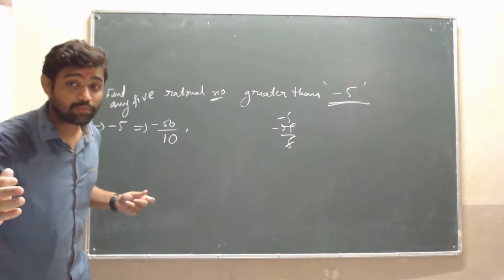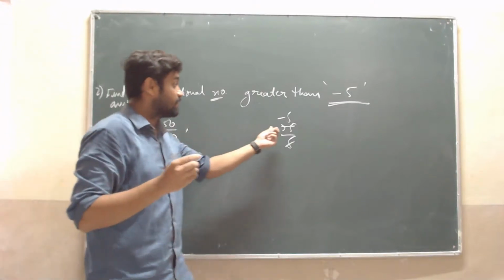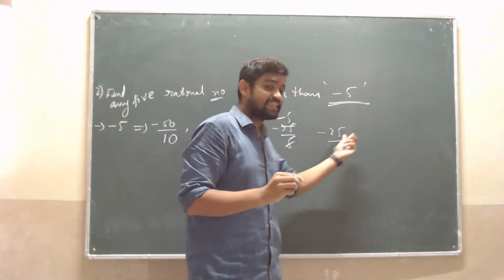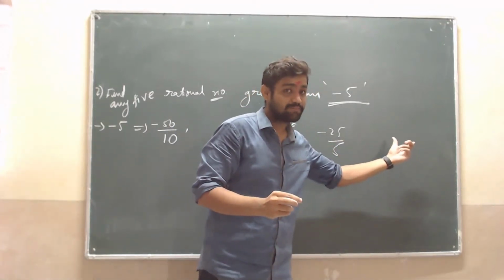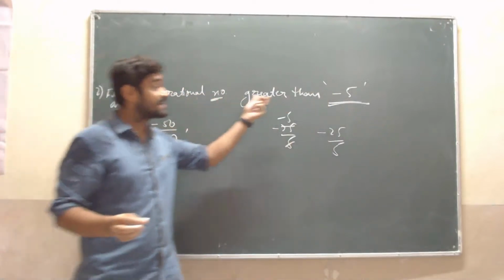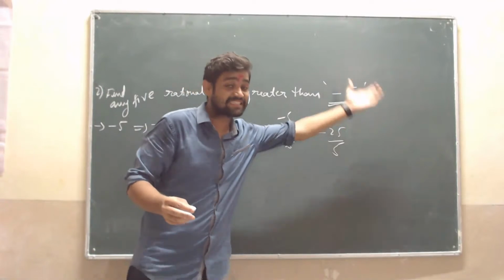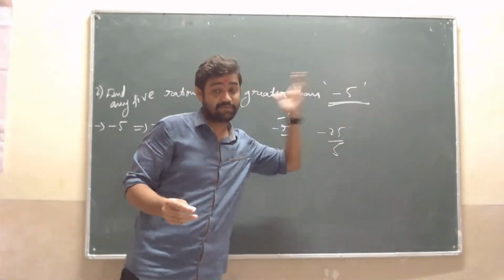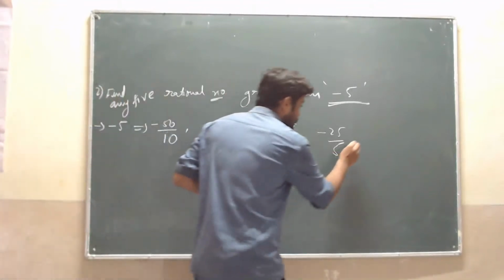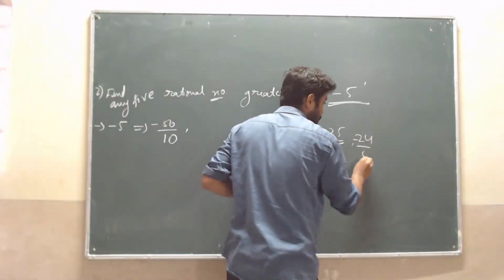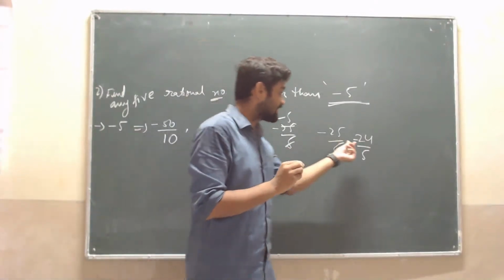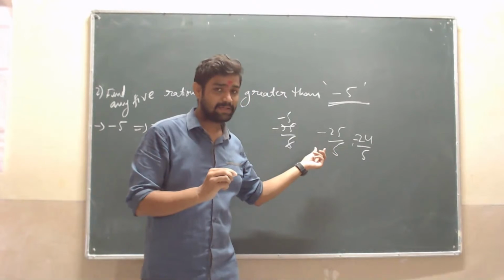Sharat Kumar, what should we do now? Minus 25 by 5 was written, but we need numbers greater than this, because he has asked to find any rational numbers greater than minus 5. Okay, that is minus 24 by 5. Whether this is greater than minus 25 by 5.